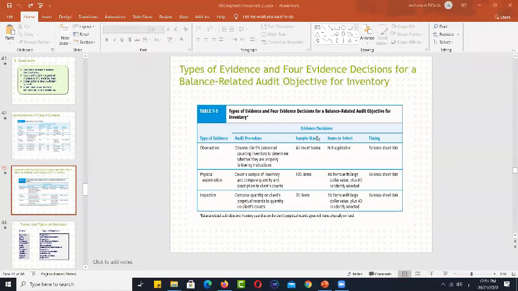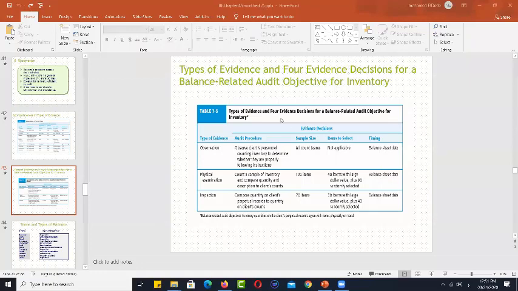And here the sample size table says that for observation, all count teams, for the items to select it is not applicable. The timing is usually the balance sheet date. In physical examination, we count a sample of inventory and compare it to the description and the quantities in the client's accounts. For example, sample size 120, of course all of that are assumptions. The items to select, for example, 40 items with large dollar value and 80 randomly. The date, for example, is the balance sheet date.